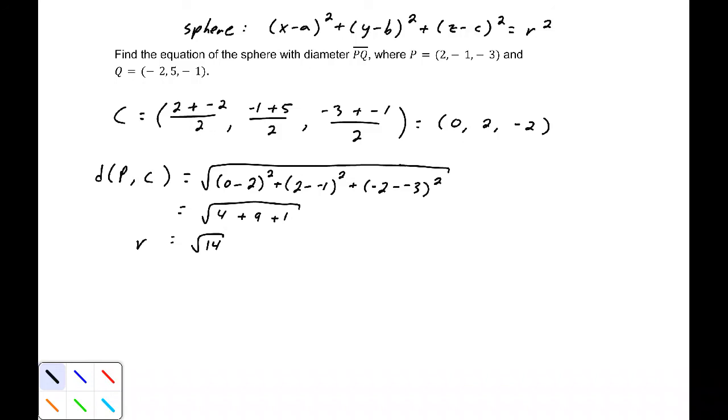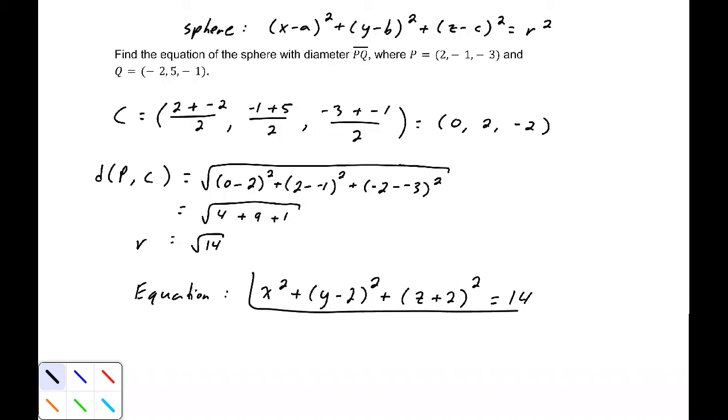Now, fitting this into our equation, we have the equation given by... well, actually, we don't need parentheses there. It'll just be x squared because the value of a is 0. Plus (y - 2)^2, plus (z + 2)^2, equals 14, because the square of the square root of 14 is 14. So that is the equation of our sphere given those 2 points in the diameter.